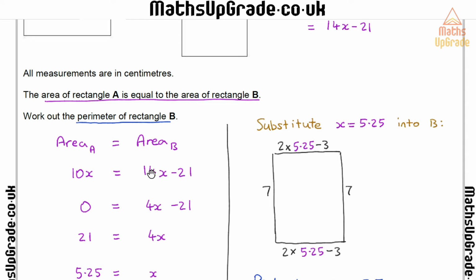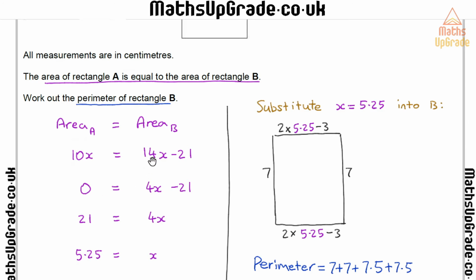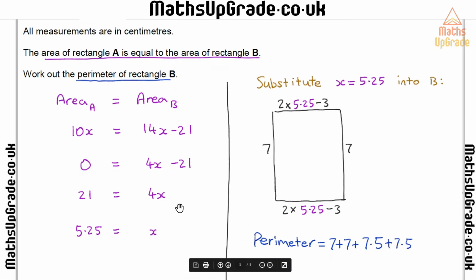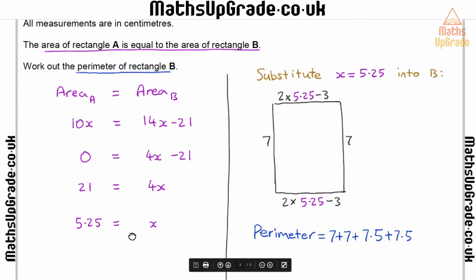I've got more x on the right, so I'm going to subtract 10x from both sides to get rid of this 10x here. If I subtract 10x from both sides, I end up with 0 equals 4x minus 21. Now, I'm going to do the inverse of negative 21, which is add 21. So add 21 to both sides, which gives me 21 equals 4x. And now if I divide by 4, which is the inverse of multiply by 4, on both sides, I'll get 5.25 equals 1x. So x equals 5.25.